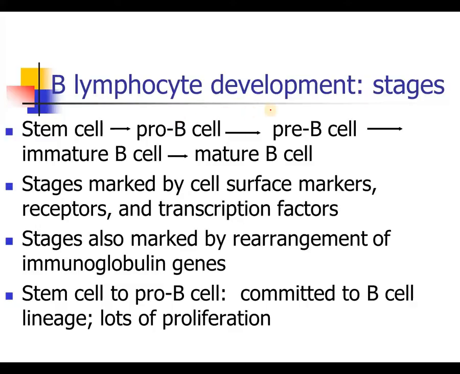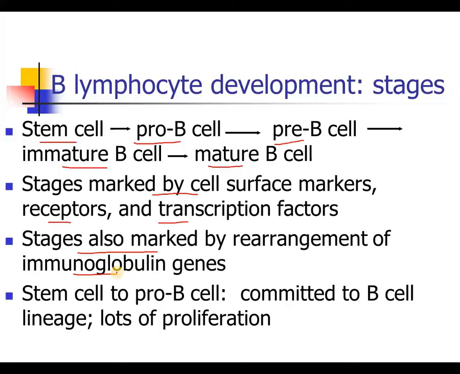So the development of the B cell occurs in stages, from the pluripotent stem cell to a pro-B cell to a pre-B cell to an immature B cell to a mature B cell. And I have this shown in an image in just a moment. The stages are going to be marked by different cell surface markers, by the receptors themselves, in this case a B cell receptor, and by transcription factors. I'll mention some of these, but not all of them. The stages are going to be marked by rearrangement of the immunoglobulin genes, that's for the B cell receptor.